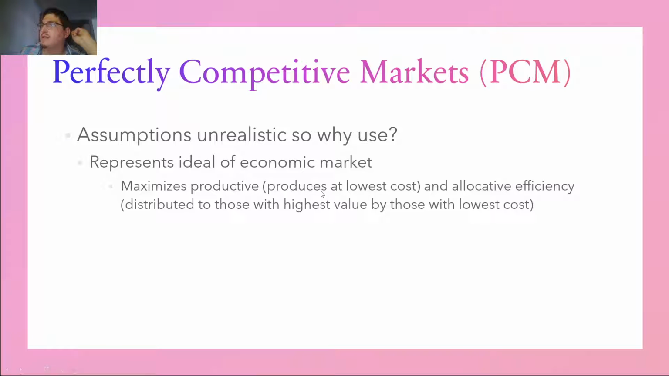Perfectly competitive markets are going to produce at the lowest cost. We're not going to show that in this course, but it's something that's very common to all 101 classes. You should see that the average total cost of production in a perfectly competitive market is as low as possible. And then it maximizes allocative efficiency. We will see this allocative efficiency. That basically says that goods in a perfectly competitive market are distributed to those with the highest value for goods, and they're supplied by those that have the lowest cost of producing the good in the market.